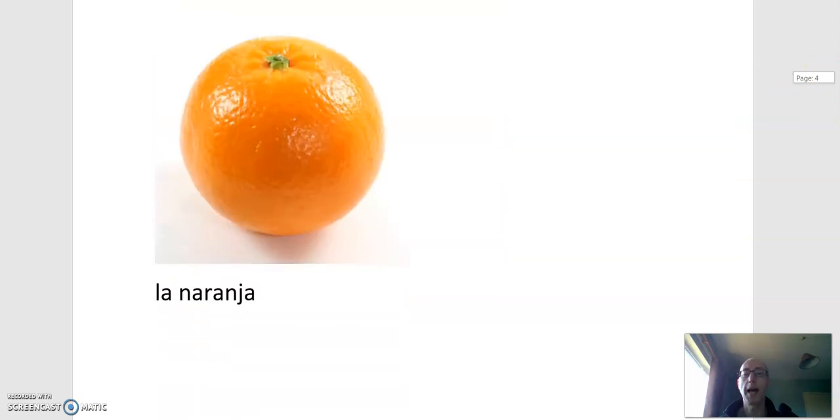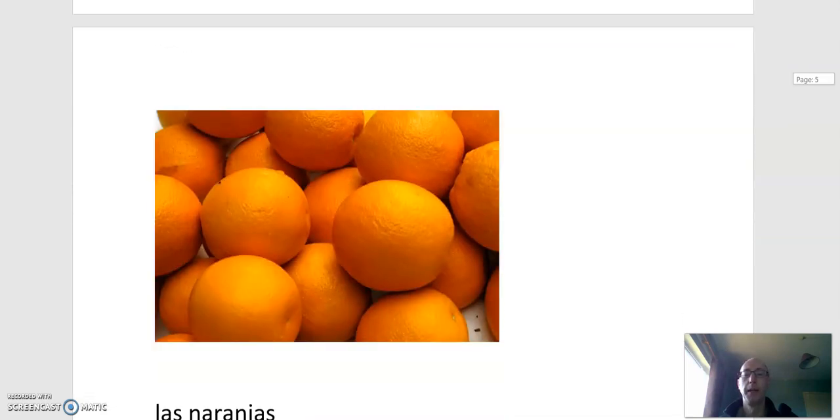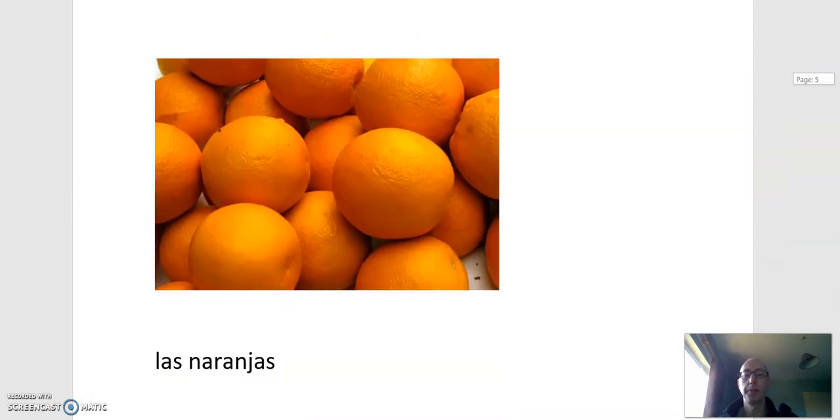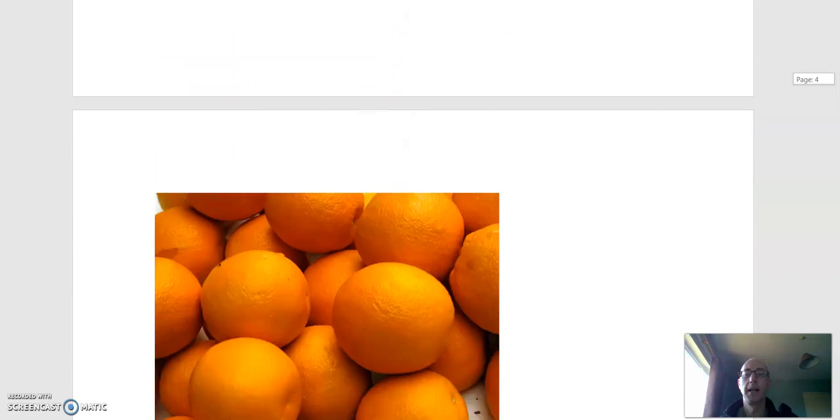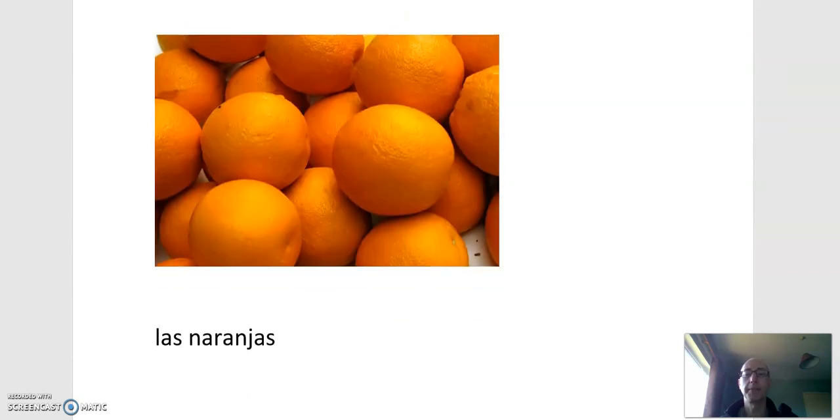La naranja. Remember the J is j. Naranja. And so let's look at the plurals. Las naranjas. La naranja, las naranjas. So again, it's just a simple process of adding an S. But remember, we have to add the S to the las as well.